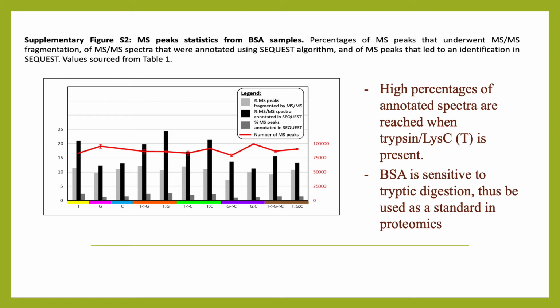Looking at the graph here, the percentages of MS peaks fragmented by MS, illustrated in light gray, remain quite constant across all digests. On the other hand, annotated spectra in sequence, in other words successful hits represented in black bars, reach a high proportion when trypsin and glycine are used alone or in combination with other proteases. This suggests that BSA is sensitive to trypsin digestion and explains why it is often used as a standard in proteomics.